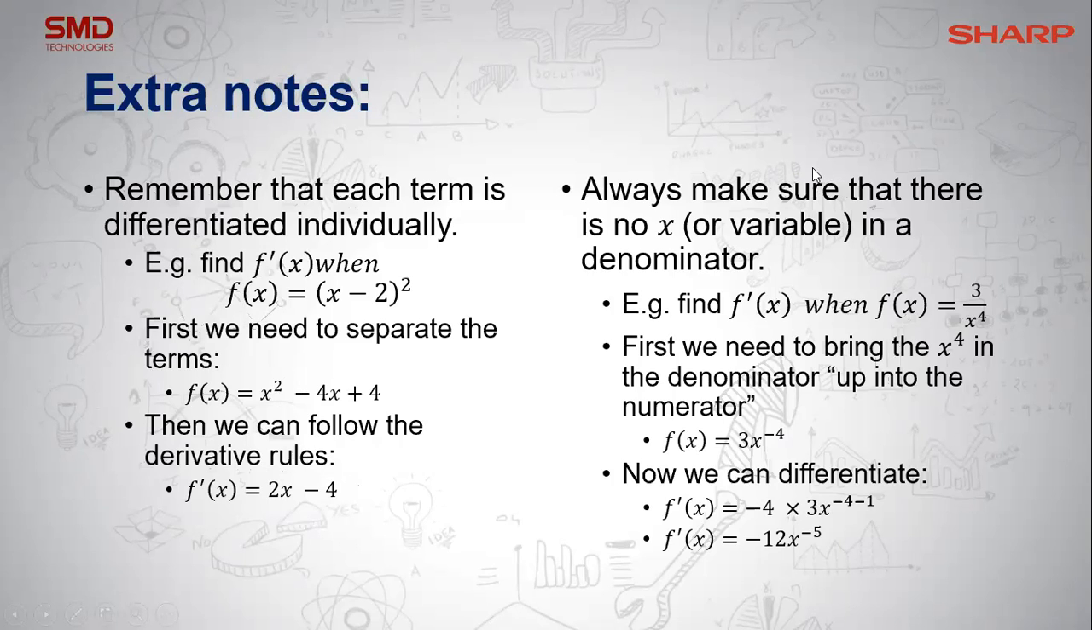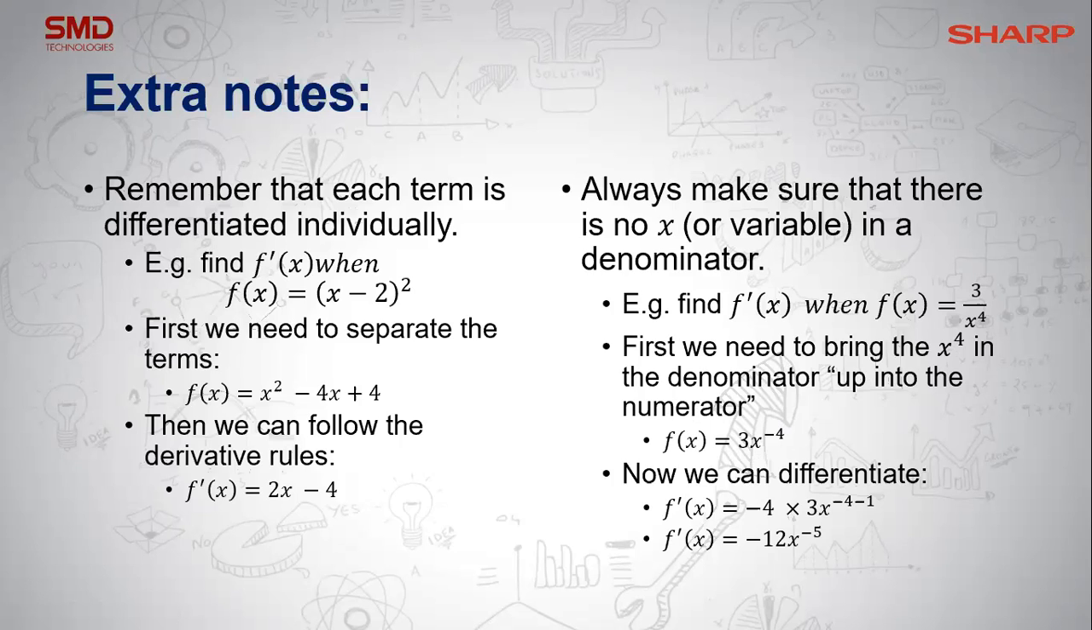The second thing is to always make sure that there is no x, or whichever variable you are differentiating for, in your denominator. Okay. So here, if I want to find the derivative when f of x is equal to 3 over x to the power of 4, I need to bring the x to the power of 4 into my numerator. So how do I do that? I make my exponent negative, like we did when we used exponential laws. So now I have 3 times x to the minus 4, and I know that I can now differentiate it because I don't have a fraction.